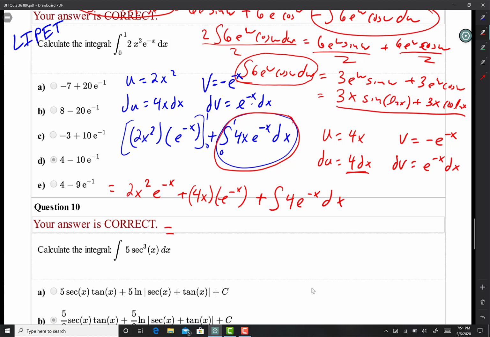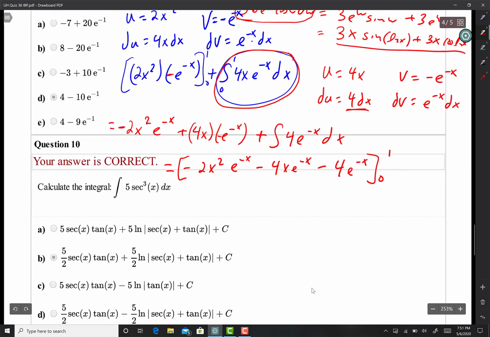Let's see what we have here. Did I mess up here somewhere? Yeah, I messed up right here. That's a negative. Negative 2x squared, negative uv. Okay, now we're good. That should be negative there. Negative, negative. All right, so we're good. Negative 2x squared e to the negative x minus 4x e to the negative x. And we're doing the antiderivative of that, and that exponent is negative, so it's going to be minus 4e to the negative x. And all this is evaluated from 0 to 1.